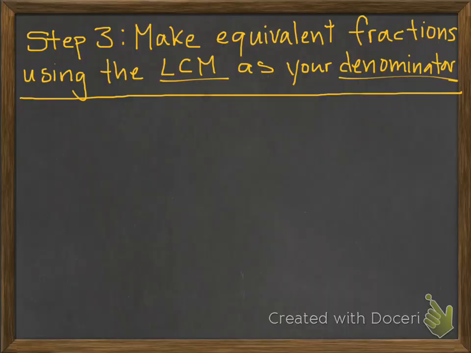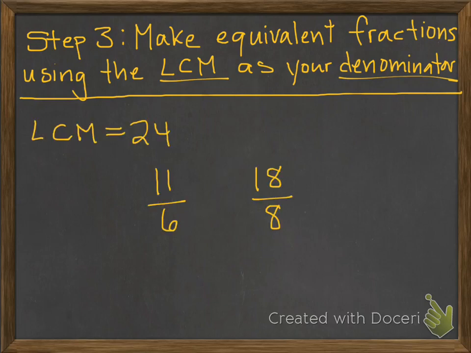The next step, step 3, is to make equivalent fractions using the LCM as your denominator. This is a step that I think most of my students get lost on because they're not sure what it means. So let's talk about that. We had that our LCM is 24, and we had the fractions 11 over 6 and 18 over 8. We're going to make new fractions equivalent to the old ones that are going to have 24 as their denominator. When we set it up, it looks like this.